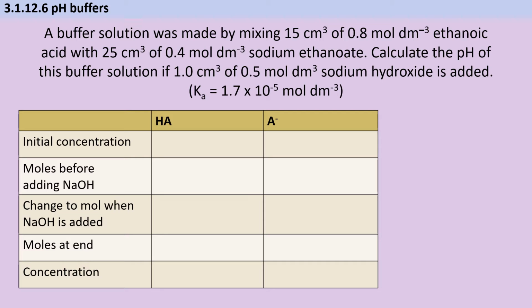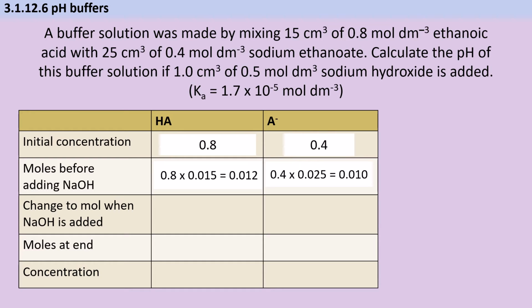So firstly, I'm going to write down what the initial concentrations of the solutions that we used to make my buffer were. So I've got 0.8 molar ethanoic acid and 0.4 molar sodium ethanoate. And of course, the reason that I've picked that salt is that it contains the same anion as the acid that is being used to make the buffer. Then I can use concentration multiplied by volume to work out how many moles of each of those substances I had when the buffer was first made. So concentration multiplied by volume gives me 0.012 moles of ethanoic acid and 0.010 moles of sodium ethanoate.